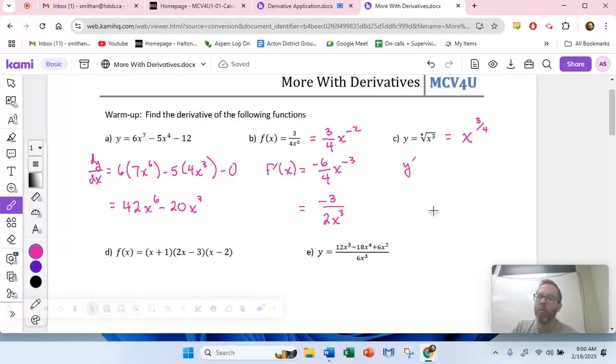I'll use prime notation. Bring down 3 over 4. Take 1 off the exponent. 3 over 4 minus 1 is negative 1 over 4. And that's the derivative. We will clean it up a tad. We don't like negative exponents, so you can write that on the bottom as 4 times x to the power of 1 over 4.